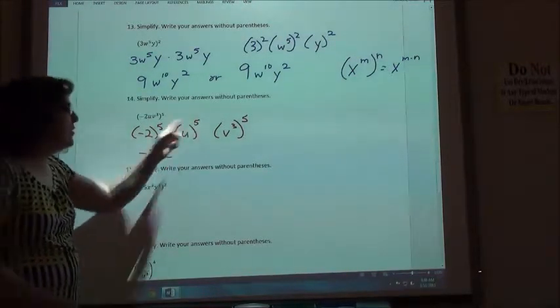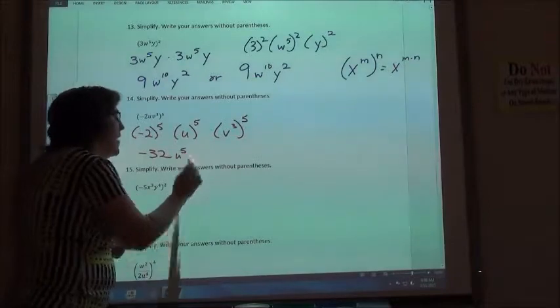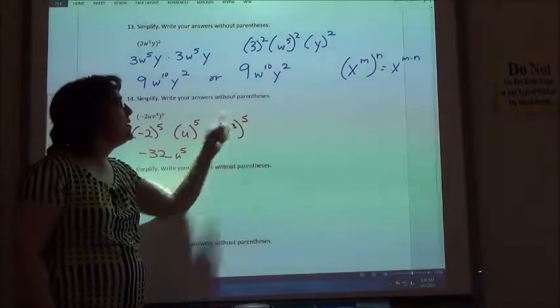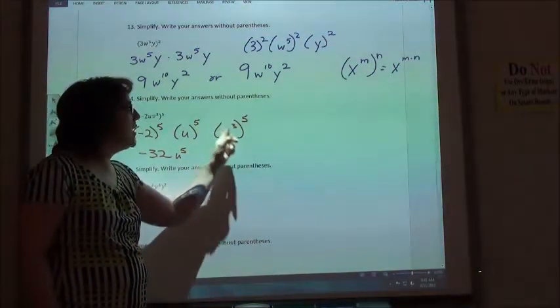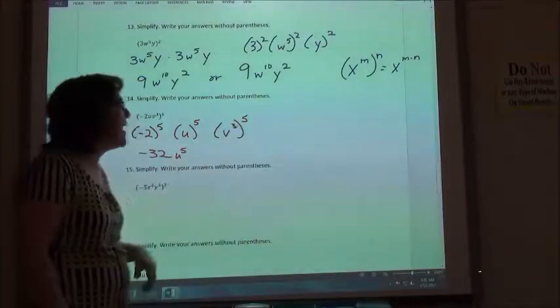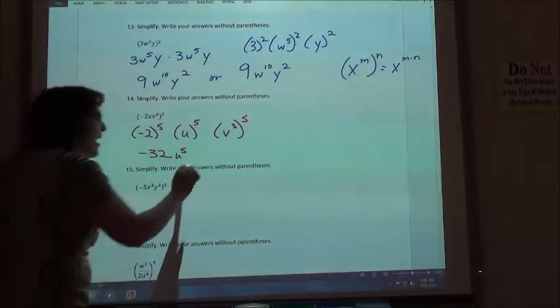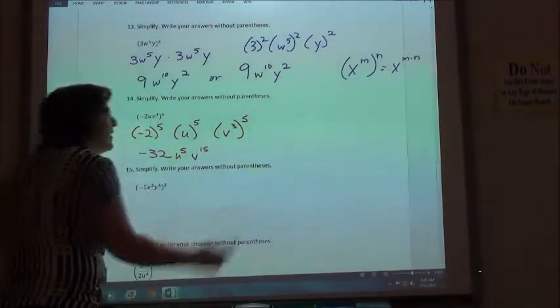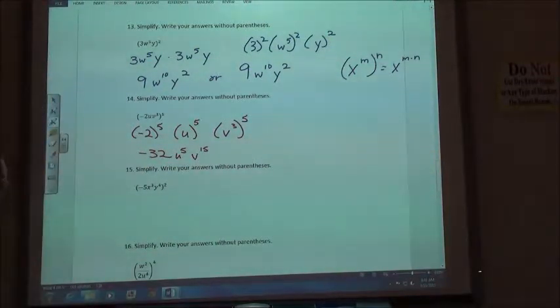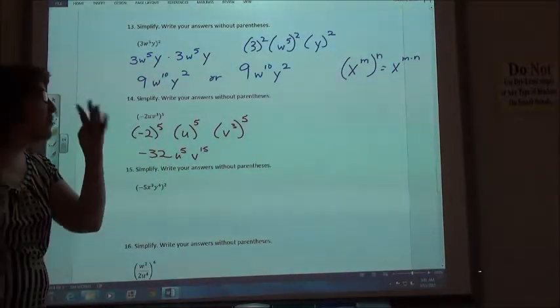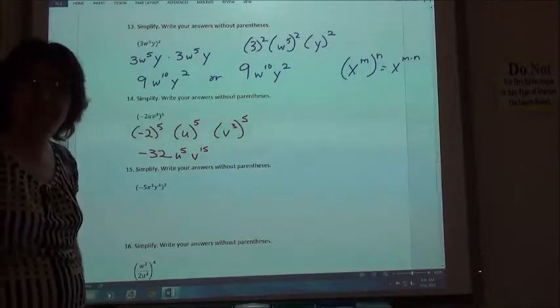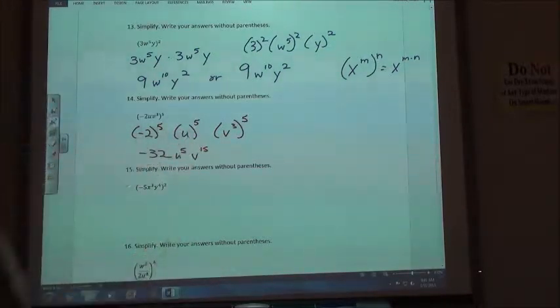Here I have u to the 5th power. And then here I have v to the 3rd raised to the 5th power. My shortcut is that I can just multiply those exponents. 3 times 5 gives me v to the 15th. Because I do v to the 3rd, a v to the 3rd, v to the 3rd, v to the 3rd, and v to the 3rd. 5 of them would give me 15.